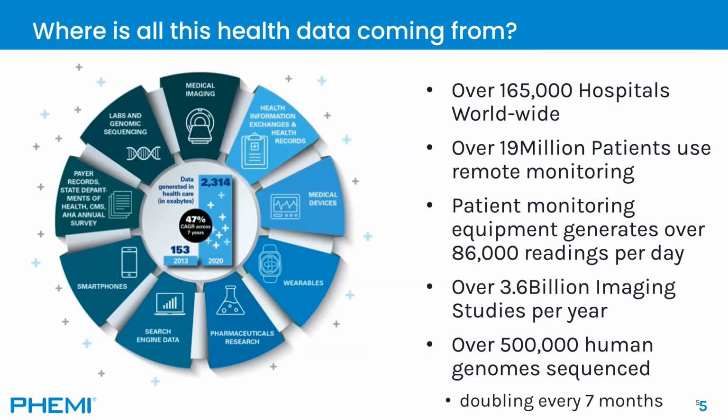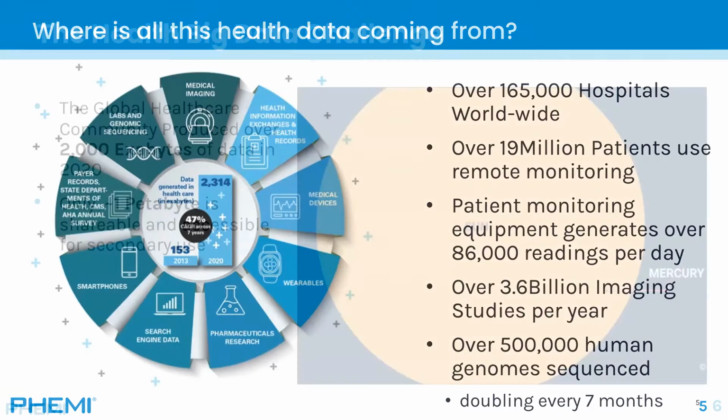When we look at where the data is coming from, we know we have 165,000 hospitals worldwide. We have millions, if not hundreds of millions of patients today using remote monitoring systems, generating huge amounts of data. Last year, it's estimated there were 3.6 billion imaging studies conducted globally. And we know today we have over 500,000 human genome sequences today, and that's something that's doubling every 7 months. So we have a huge amount of data coming across the health system.